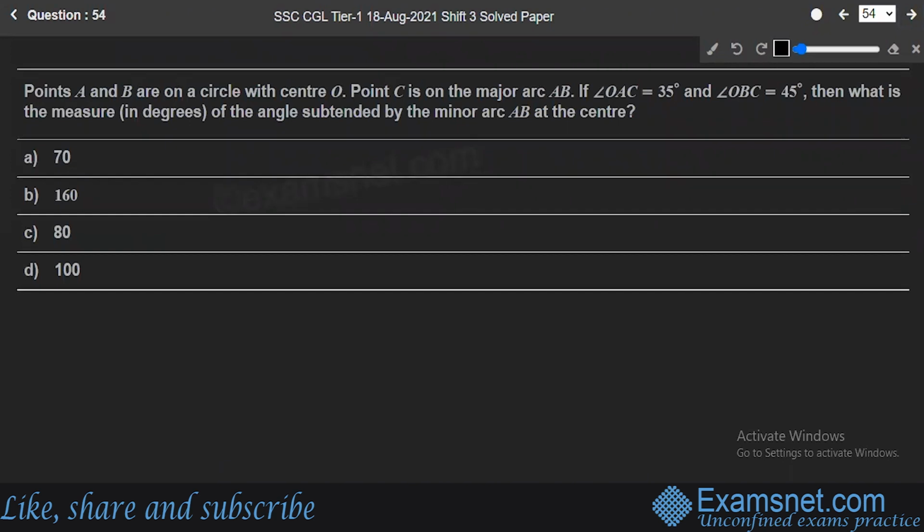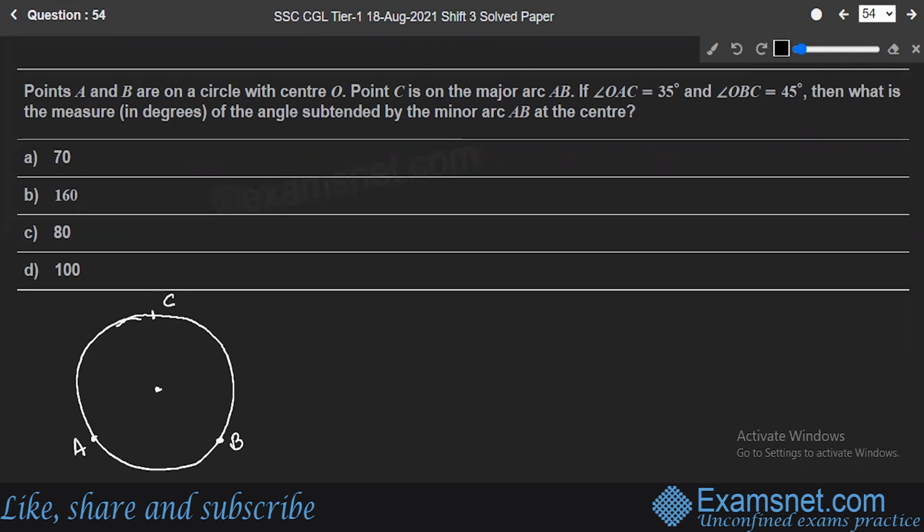Question number 54, points A and B are on a circle with center O. Point C is on a major arc. So first of all, let's make the figure. So this is the circle. In this circle, it's saying A and B are the points on the circle with center O. So this is A, this is B, this is the center O. Point C is on the major arc, so this is point C.